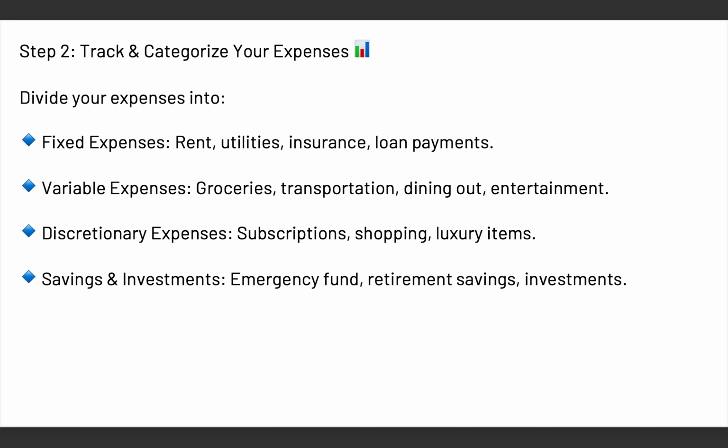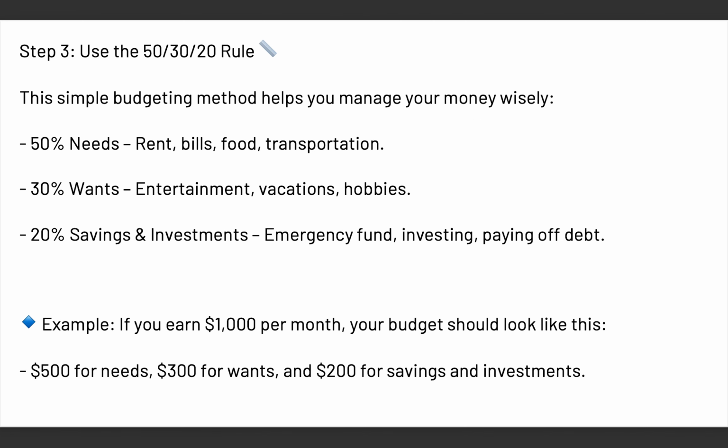Now, once you've done that, the next step will be to use the 50-30-20 rule. Now, this means that 50% of your money goes into your needs. So your needs are your rent, bills, food, and transportation. And 30% goes into your wants, which are for entertainment, vacations, and hobbies. And 20% goes into your savings and investment. Using this simple strategy can help you manage your money wisely.